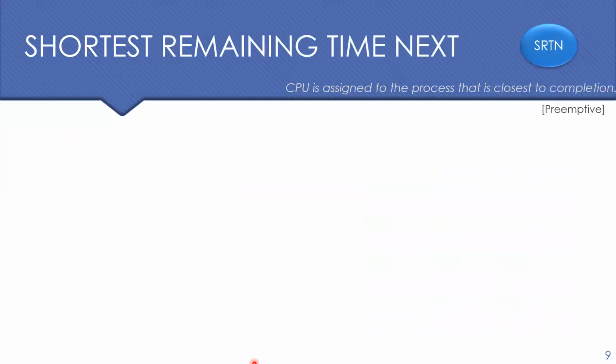Now, the next algorithm is shortest remaining time next, which is SJF preemptive, which states that the process that is closest to completion gets executed first. Now let's see an example for this algorithm.